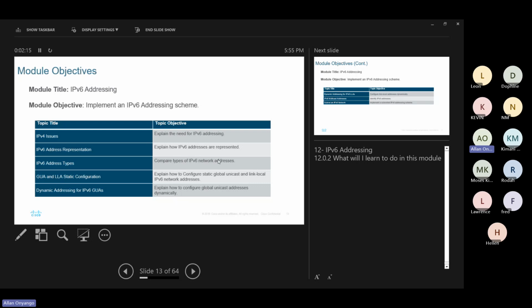So let's see. Apart from that, we look at the types of IPv6 and we compare it with IPv4 as well. Then we'll narrow down to two types of IPv6. The first one is called the GUA. GUA is short for Global Unicast Address, okay? Global Unicast Address, GUA.